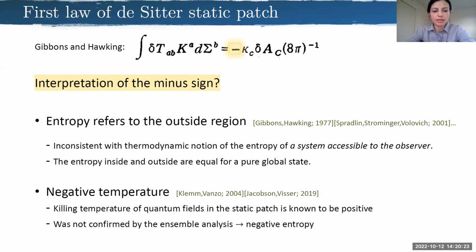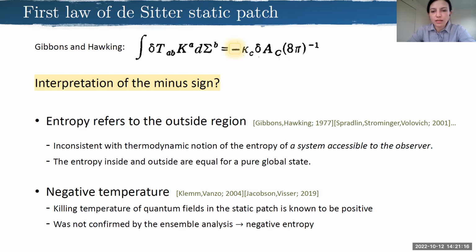Another point that makes this negative temperature interpretation less plausible was that we actually tried to define a canonical or a microcanonical ensemble, in the way that I was talking about, by introducing a boundary for a negative temperature gravitational system. And that did not yield a well-defined negative temperature canonical ensemble. It led to negative entropy, so it was pointing to some difficulties, and something was definitely going wrong in that analysis.